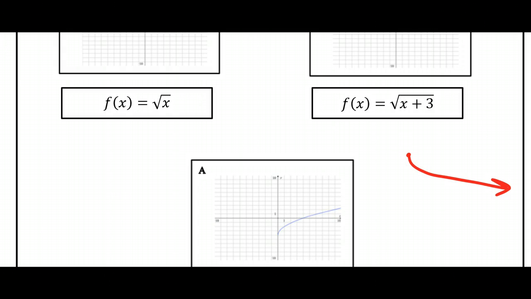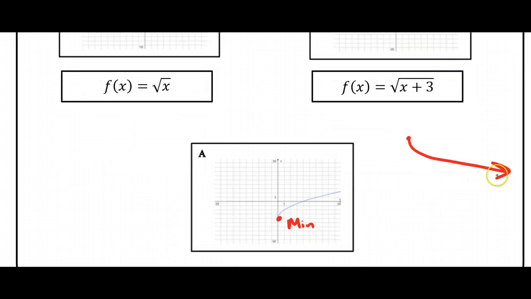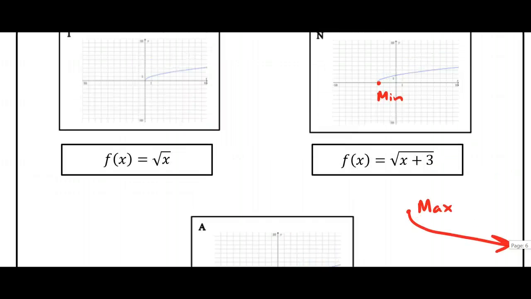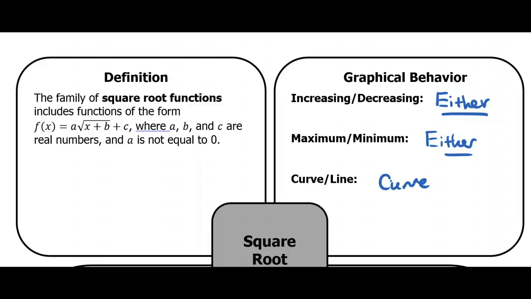Each of these graphs has a minimum as well. This is the lowest point on graph A. This right here is the lowest point on graph N. If you had a graph that was shaped like this, decreasing, this would be an example of a maximum right here. So they have either a maximum or a min, and of course they're all curves. The way you tell whether an equation is a square root function or not is pretty simple. If you have a square root in the equation and that square root has an x inside it, then you have a square root function.